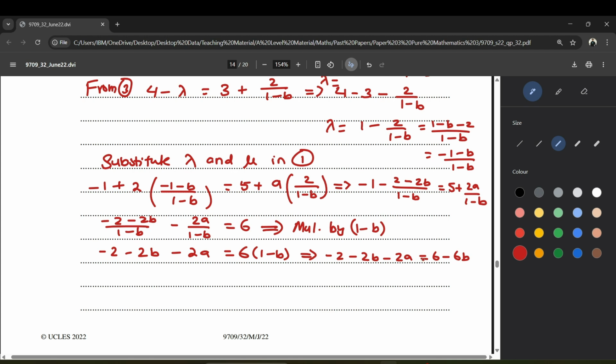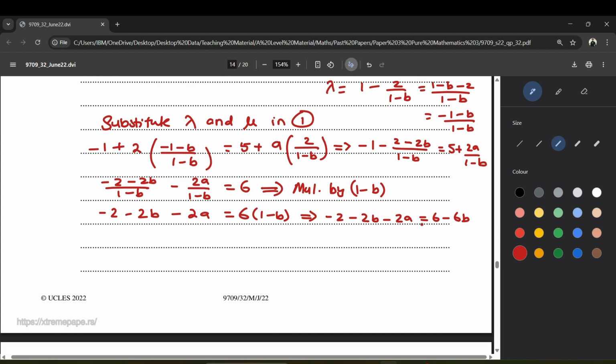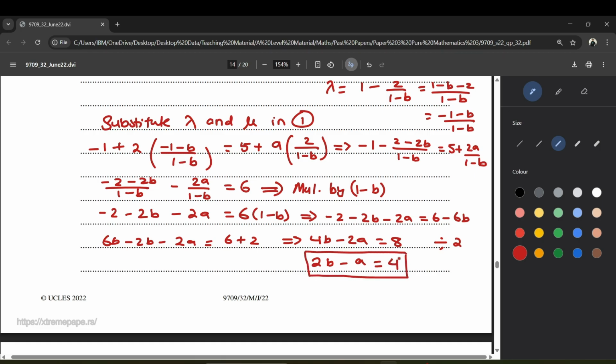Then if I simplify it further, I'll be left with 6b minus 2b minus 2a equals 6 plus 2. 6b minus 2b, that is 4b minus 2a equals 8. Now if you divide both sides by 2, you will end up with 2b minus a equals 4, and that is your answer to part A.